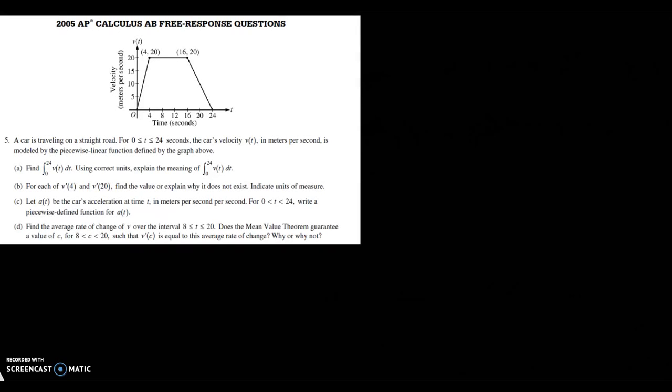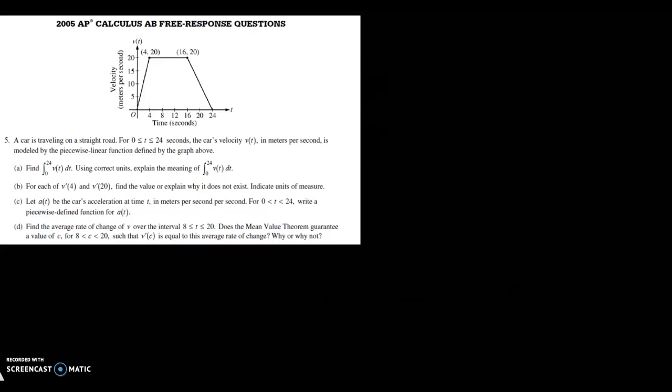In this video, we're going to solve the 2005 AP Calculus AB FRQ question Form A, question number 5. It says a car is traveling on a straight road for between 0 and 24 seconds. The car's velocity v of t in meters per second is modeled by the piecewise linear function defined by the graph above. Find the integral from 0 to 24 of v of t dt. Using the correct units, explain the meaning of the integral from 0 to 24 of v of t dt.